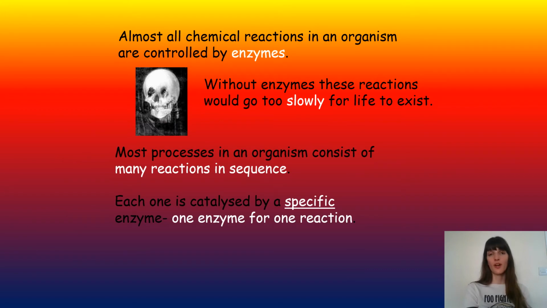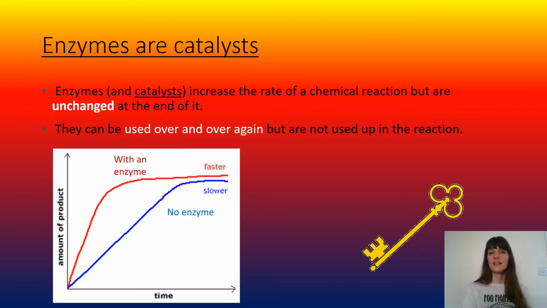Almost all chemical reactions in an organism are controlled by enzymes. Without enzymes, these reactions would be too slow for life to exist. Most processes in an organism consist of many reactions in sequence, and each one is catalyzed by a specific enzyme. Remember that one enzyme does one reaction. Enzymes are catalysts. They increase the rate of a chemical reaction but are unchanged at the end of it. That means that they can be used over and over again but are not used up in the reaction.